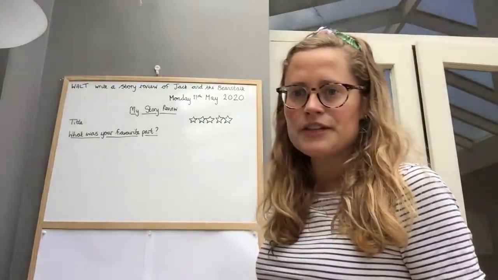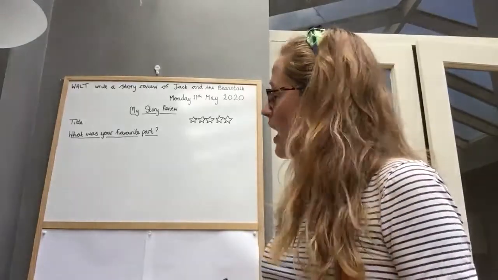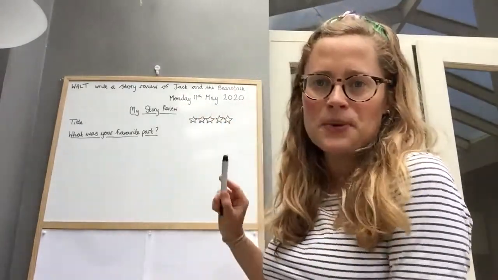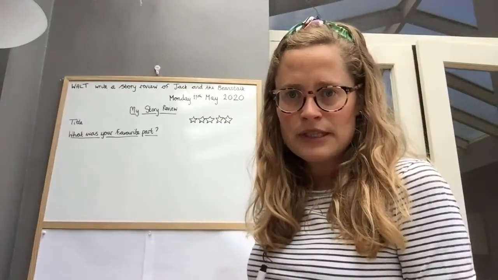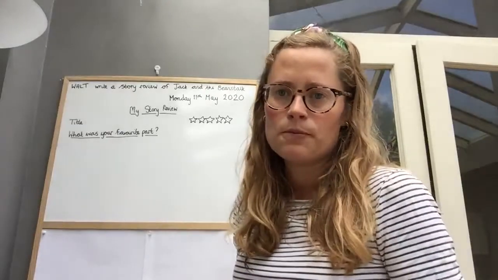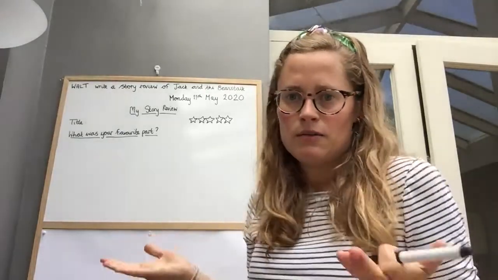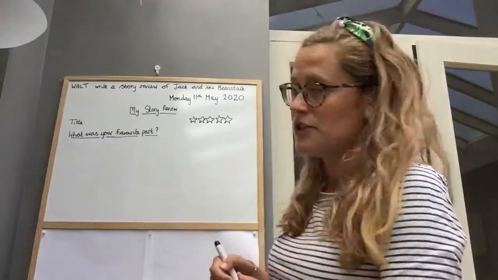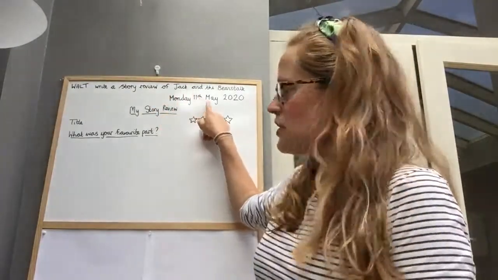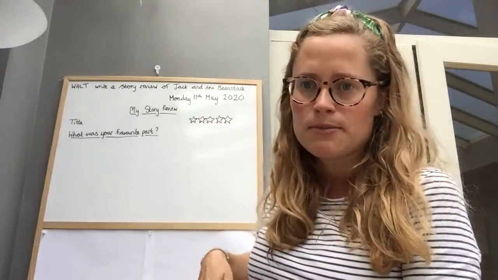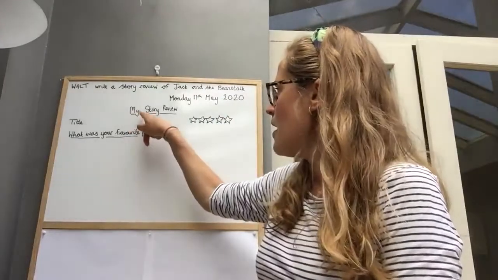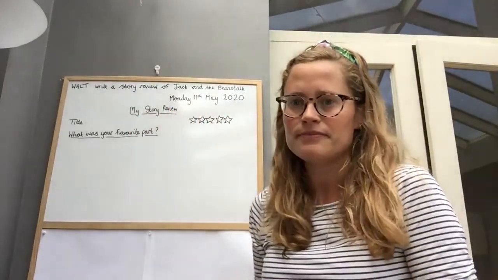First things first, I have written today's date. I am writing this on Monday, the 11th of May, 2020. You might be writing this on a different day. So have a think about what the date is today and write that at the top of a piece of paper, because that way you can remember when you did your work. So don't forget your capital letters for your day of the week and your month of the year, and don't forget those finger spaces too. Monday the 11th of May 2020, my story review.